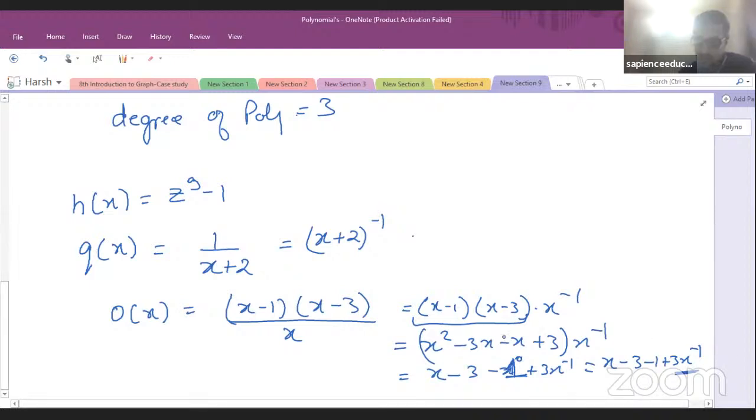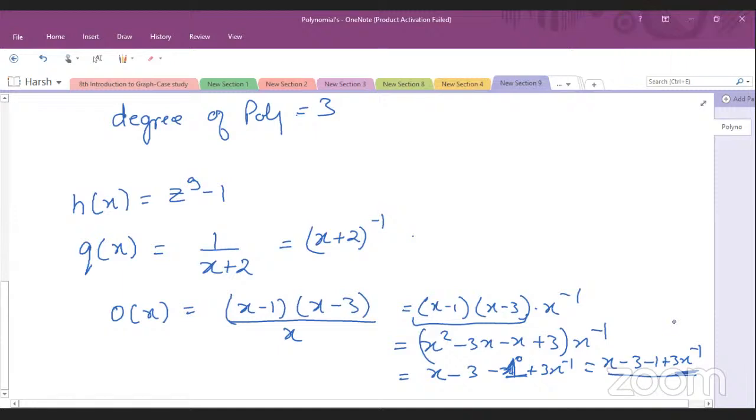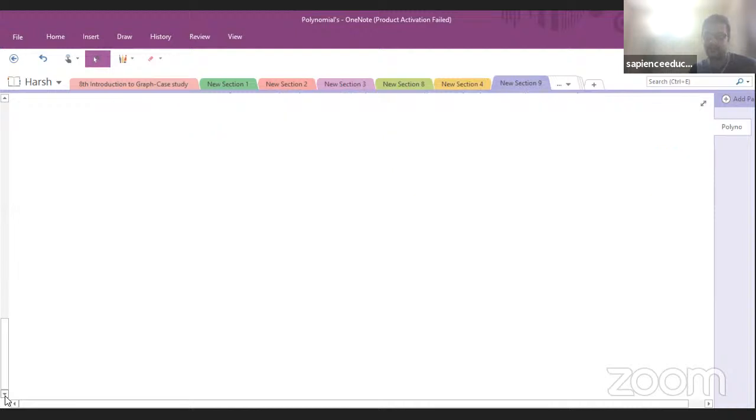Did you get it? You have to simplify. Just by seeing you cannot tell. You have to multiply and see finally whether the polynomial which you are getting has negative power or positive power. Okay? Yes, sir. And the degree, understood what is degree of polynomial? The highest power of that polynomial is the degree of the polynomial.